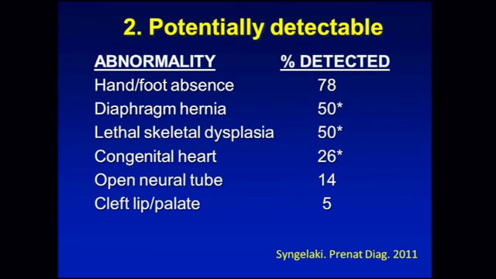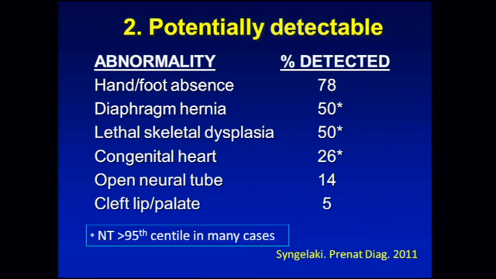Here I have listed some abnormalities that may be detected at 11 to 13 weeks, and the detection rate, as you can see, is not 100% for these abnormalities. Many of these abnormalities, such as diaphragmatic hernia, lethal skeletal dysplasia, and congenital heart defects, are associated with an increased NT, and we will come back to this later.